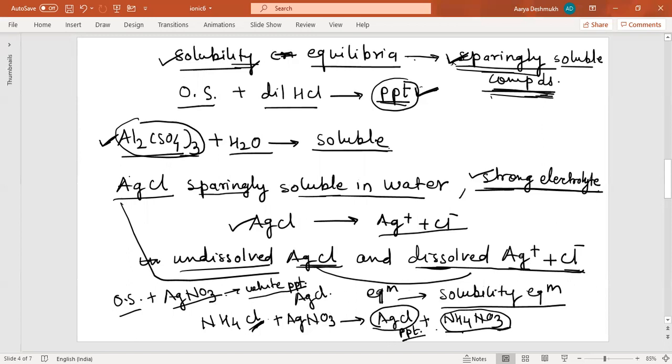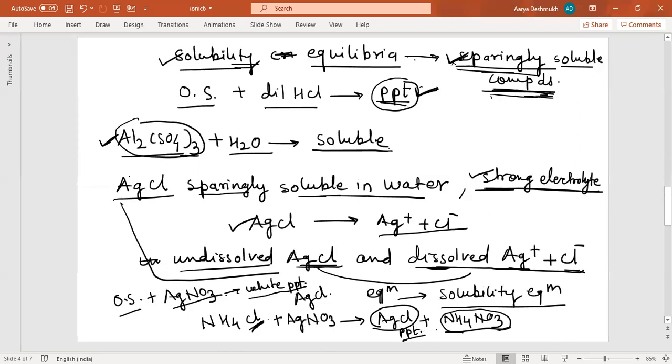Now if you add NH4Cl plus AgNO3, I wrote this equation here, there will be formation of AgCl plus ammonium nitrate. Means ammonium chloride plus AgNO3, there will be formation of AgCl. Immediately there will be precipitation. Now this suggests that the salt is sparingly soluble in water.